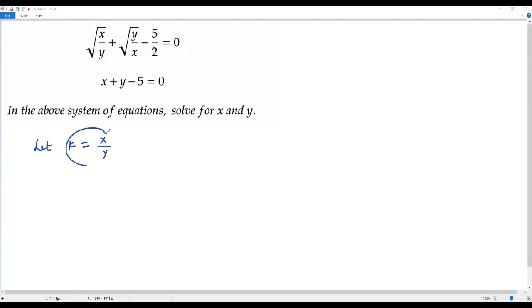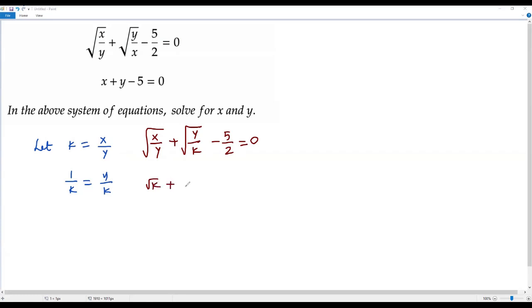Now let me take the reciprocal on both sides of this equation. If I take the reciprocal of k, I get 1 over k, and if I take the reciprocal of x over y, I get y over x. Now let me consider the first equation over here, that is square root of x over y plus square root of y over x minus 5 over 2 equals 0. For this x over y, I can substitute the new variable k, then I'm getting square root of k plus, for this y over x I can substitute 1 over k, minus 5 over 2 equals 0.